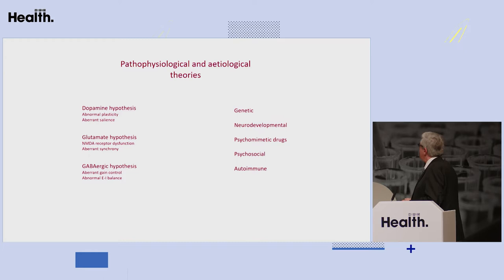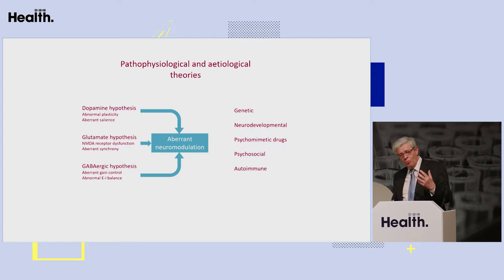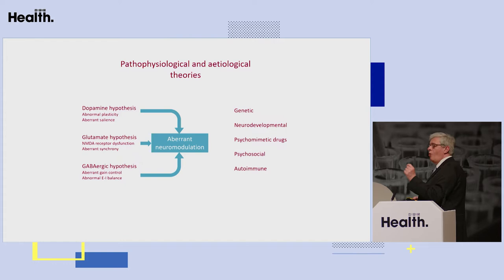I've listed a few of people's favourite neurotransmitters and neurotransmitter hypotheses here: the dopamine hypothesis, the glutamate and GABAergic hypotheses. The point I just want to make here is that there's one cross-cutting theme to all these apparently diverse hypothetical mechanisms that have been brought to the table to explain abnormal functional integration, belief updating in the brain of people with psychosis. They all involve aberrant neuromodulation.